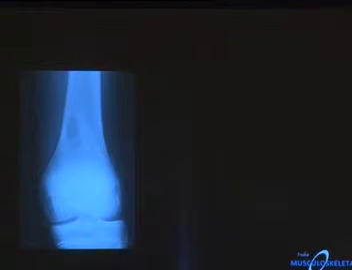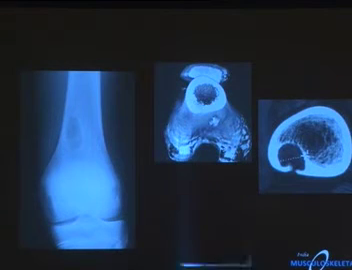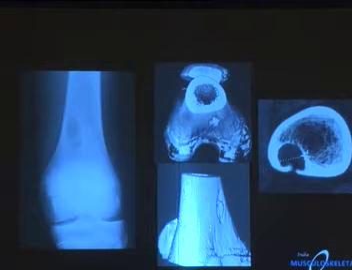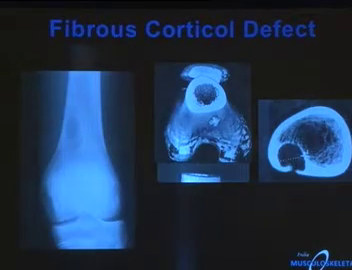Here's a lesion that, if you look at it, you say, well, is that centrally located? Well, it's only a 2-dimensional X-ray. But we know that's eccentrically located. We know that that's a 1A border, and we know that this is a defect in the cortex, and this is consistent with a fibrous cortical defect. Again, following the location on the bone is so critical.